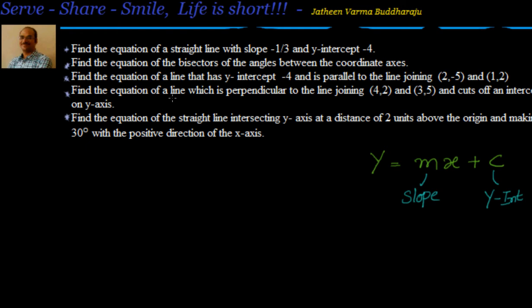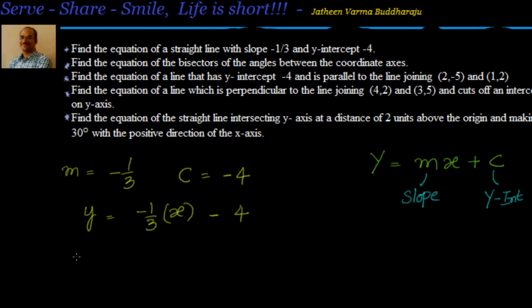Find the equation of the straight line with slope equal to minus 1 by 3. So m equal to minus 1 by 3 and y-intercept equal to minus 4. What is y-intercept? c. c equal to minus 4. So I have to find out the equation. The equation is y equal to minus 1 by 3 into x minus 4, substituting in the formula y equal to mx plus c.